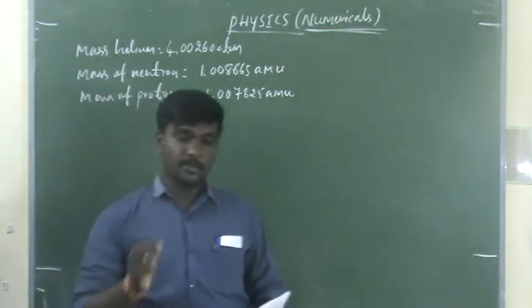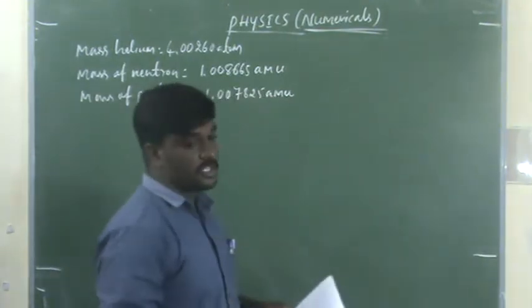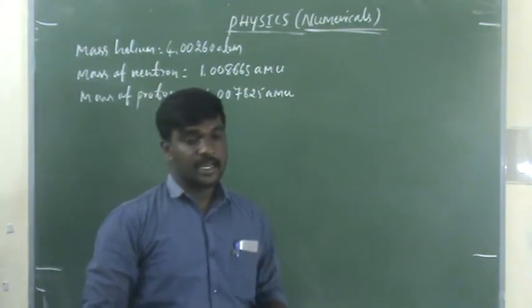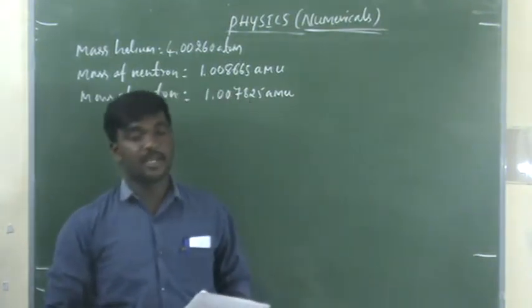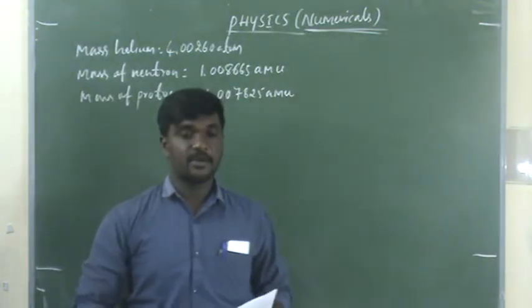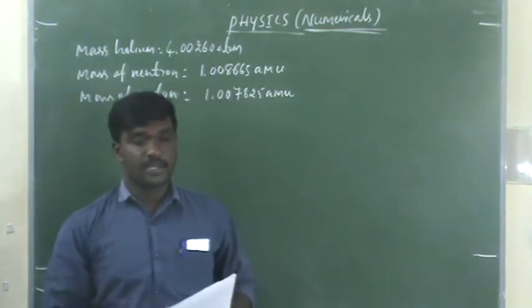So alpha particle means helium atom. So helium atomic number is 2 and mass number is 4. Okay, so what do we have to calculate? Calculate the binding energy. To find out the binding energy, first we have to calculate mass defect, then binding energy.